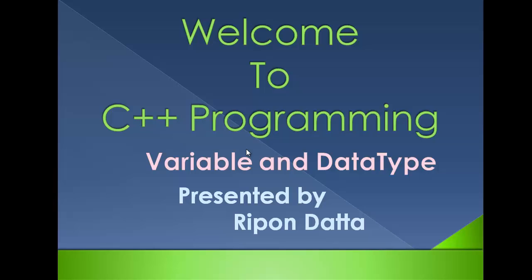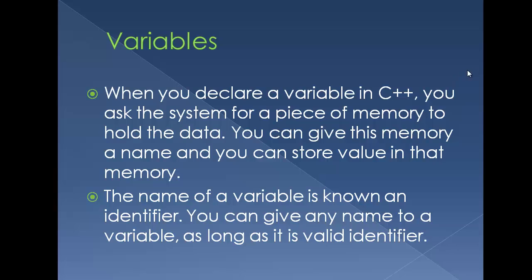Now I am going to discuss variables and data types. So let's get started. First of all, variables. When you declare a variable in C++, you ask the system for a piece of memory to hold the data. You can give this memory a name and you can store a value in that memory.